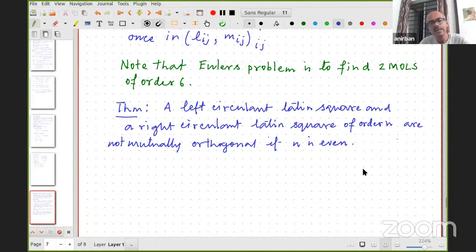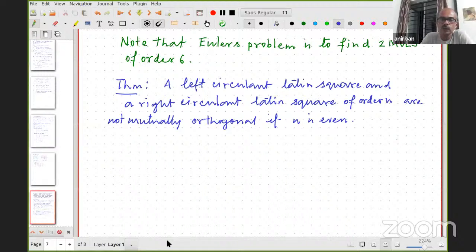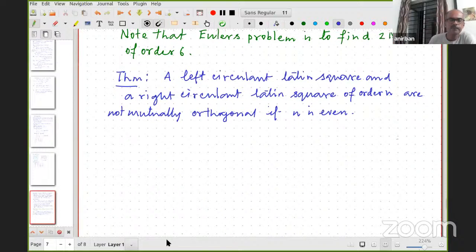Just remember that this process failed to produce mutually orthogonal Latin squares for n equal to 4, and this theorem says that that's not a particular case with 4. It happens whenever n is even. You cannot get mutually orthogonal Latin squares by these circulant transpositions. So let's prove that. It's surprisingly easy to prove.